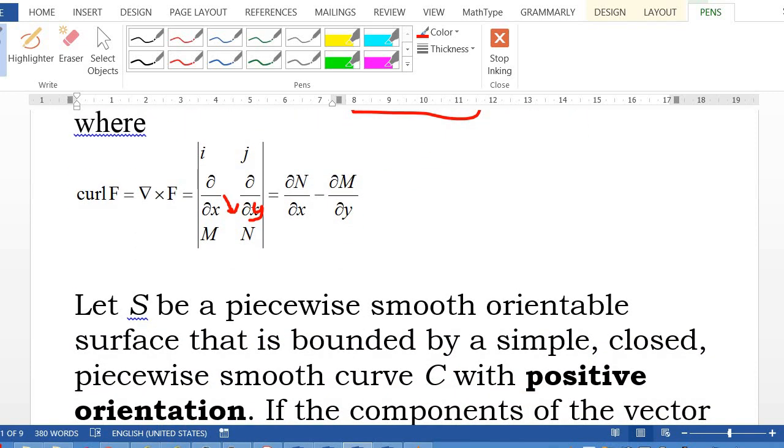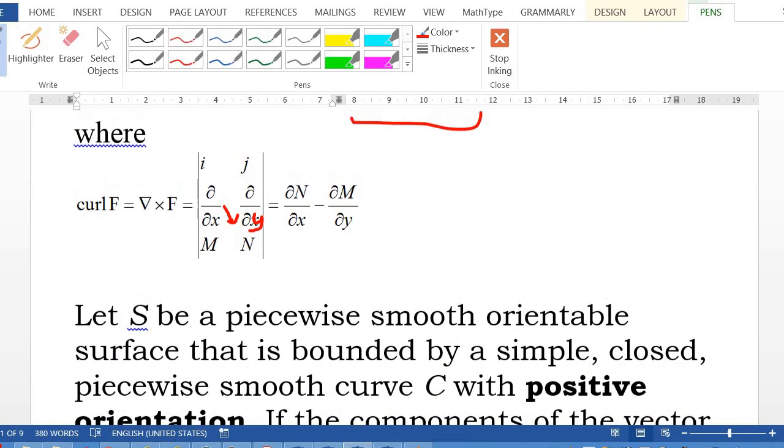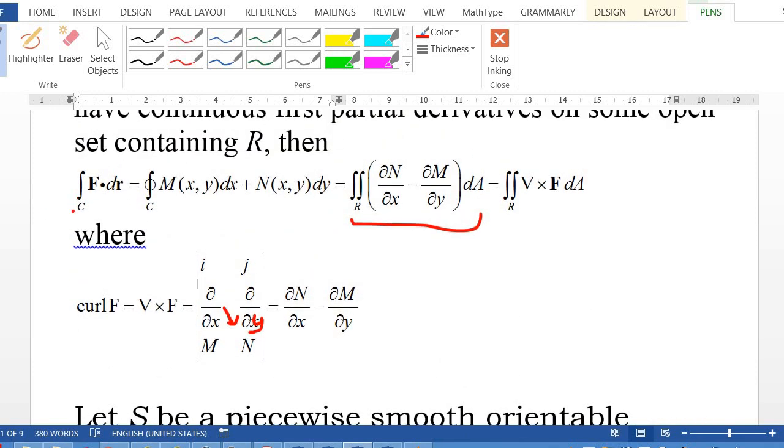However, if your curve C is in three dimensions and you want to evaluate the line integral F dot dr, which is equivalent to the line integral of a differential form, it will be equal to the curl of F, however integrated over a surface, ds.